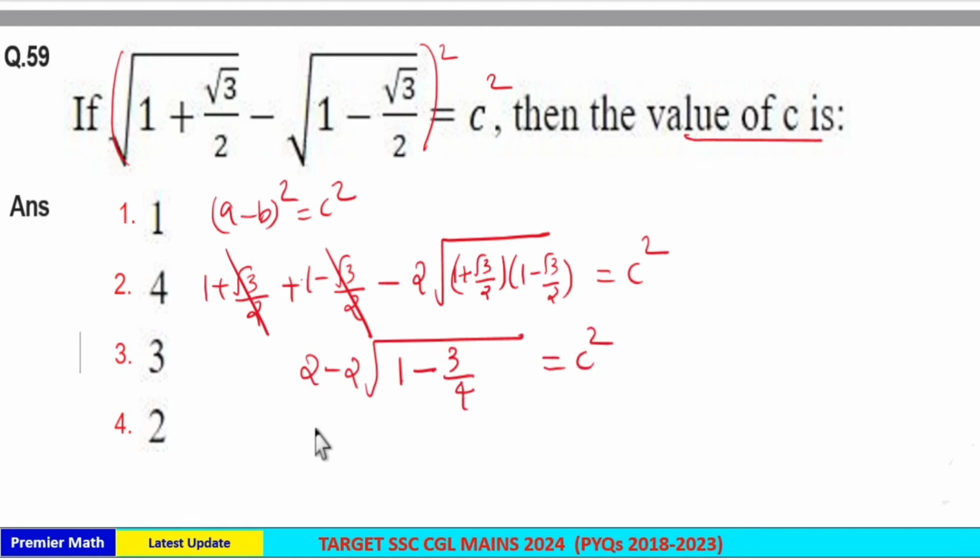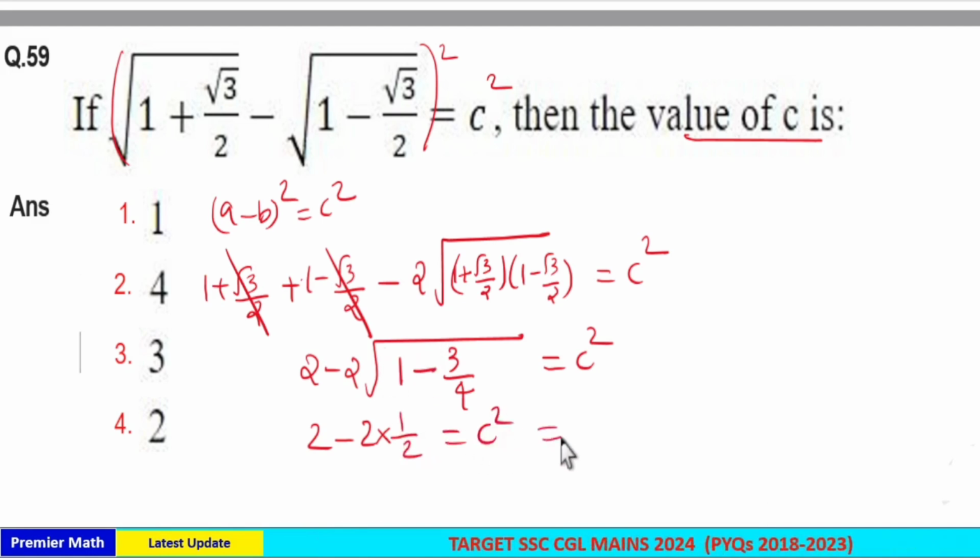Now this is equal to 2 minus 2 into root of (1 minus 3 by 4), which is 1 by 4. So root of 1 by 4 is equal to 1 by 2. So from this, c square is equal to 2 minus 1, which is equal to 1. So c square is 1 means c is 1. Option 1 is your answer.